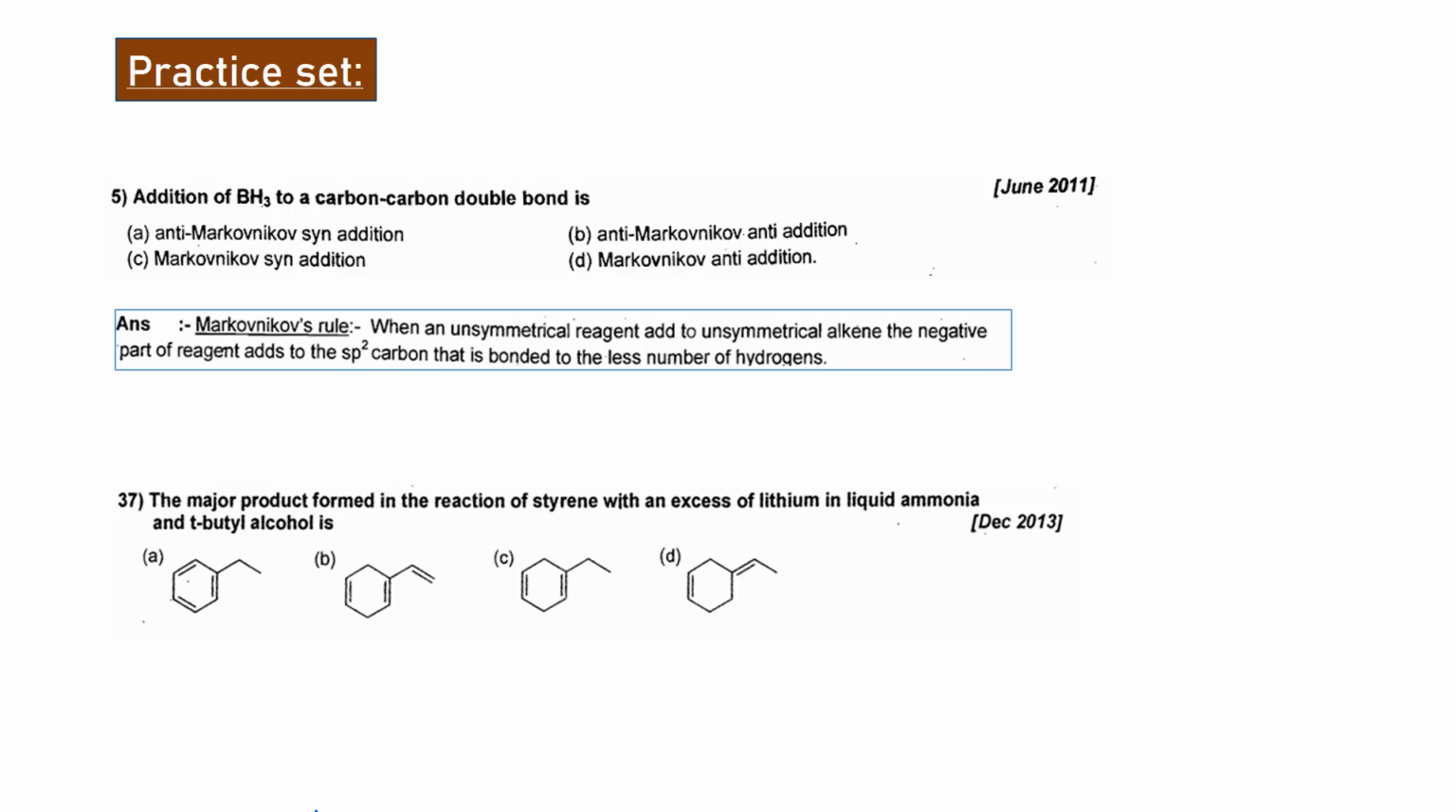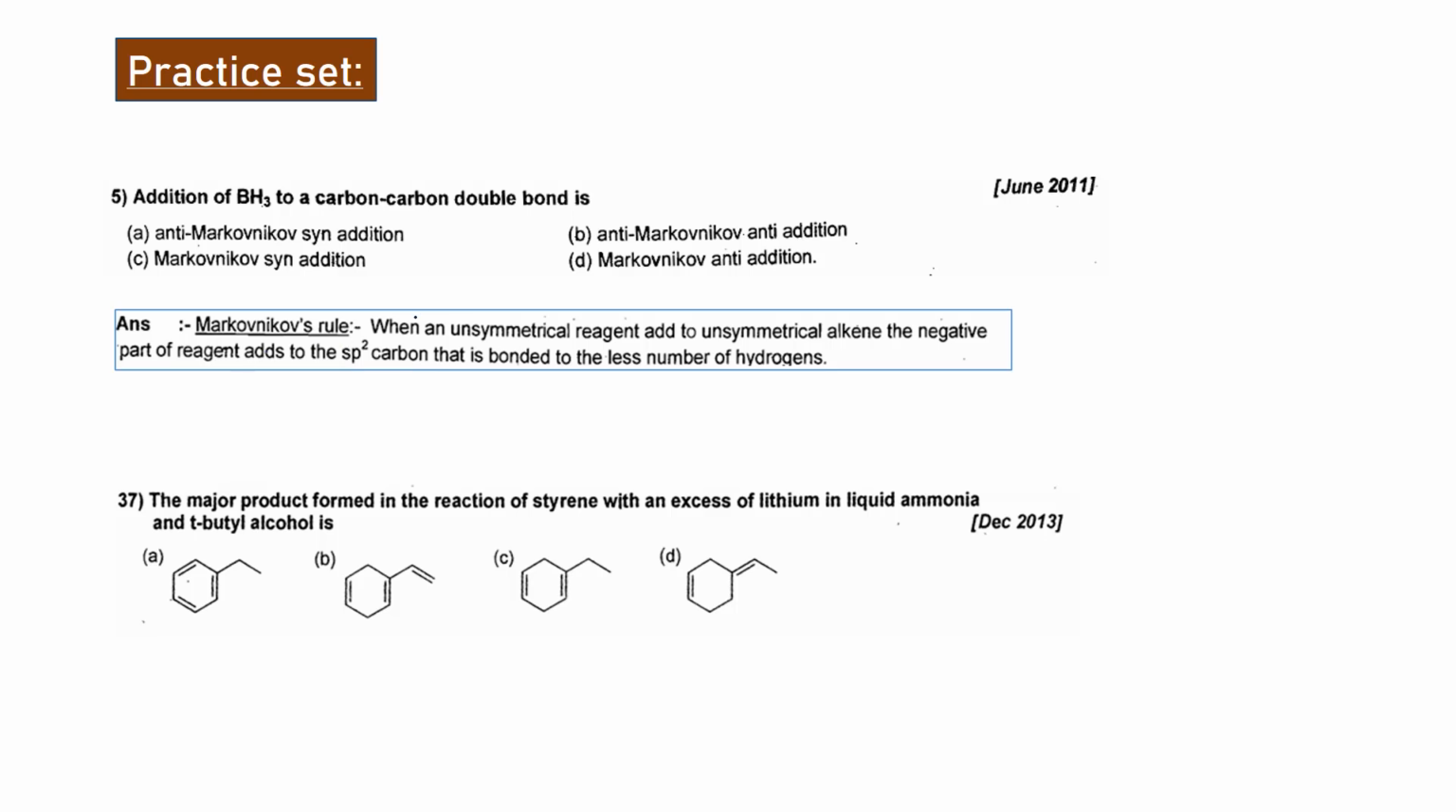So let's solve some previous year questions one by one. Here I have tried to include whatever I may have missed based on reduction and oxidation. So let's solve one by one. Addition of BH3 to a carbon-carbon double bond is anti-Markovnikov syn addition, anti-Markovnikov anti-addition, Markovnikov syn addition, or Markovnikov anti-addition. So here I have included the Markovnikov rule.